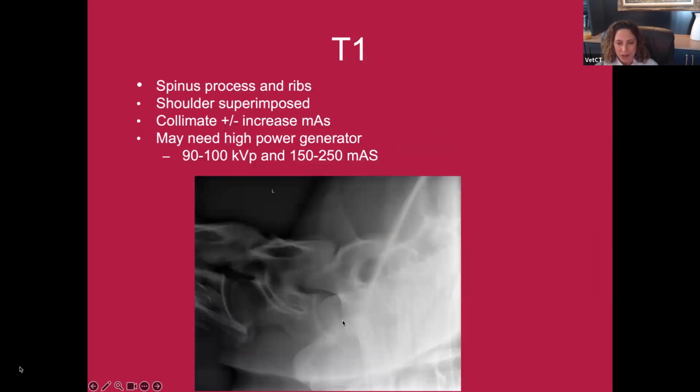So back to T1, we have ribs, dorsal spinous process. This is under a lot of tissue. So this image is really challenging, maybe not even possible in a lot of horses to get with a portable X-ray machine. For this image, we use somewhere around 100 kVp and 150 to 250 mAs. So it really does take a lot of X-ray penetration.